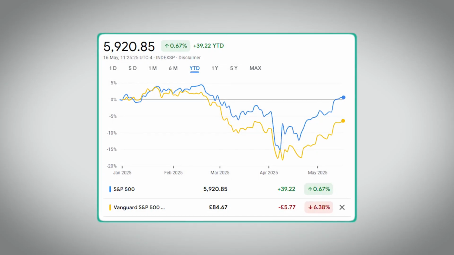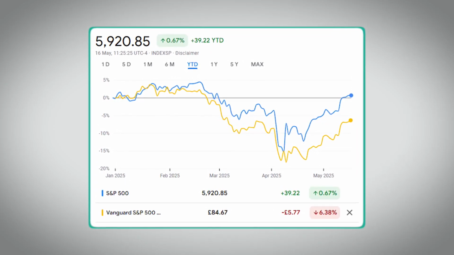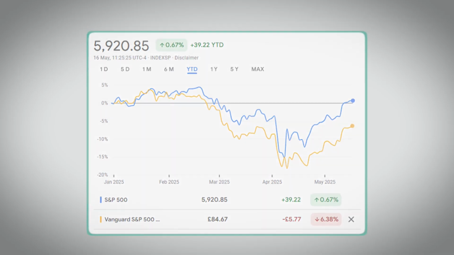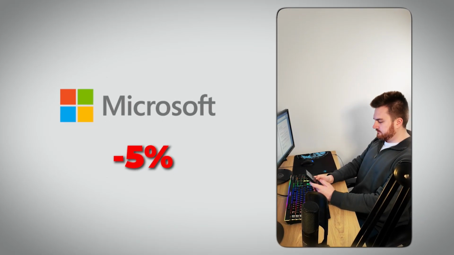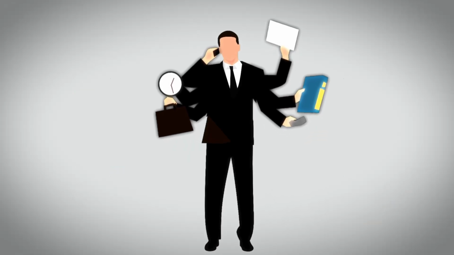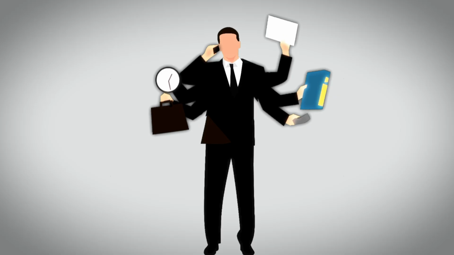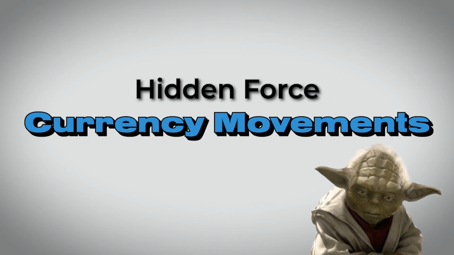Have you ever looked at your S&P 500 ETF and thought, why is it so far behind the actual S&P 500 index? Or maybe you've checked your portfolio and thought, wait a minute, I'm pretty sure that stock went up by much more than this. It might not be the ETF's fault, and it's not your broker ripping you off on the stocks you've bought either. There's often a hidden force working behind the scenes, currency movements.